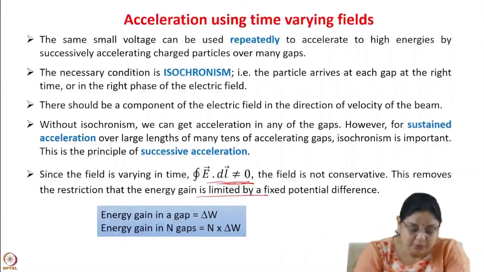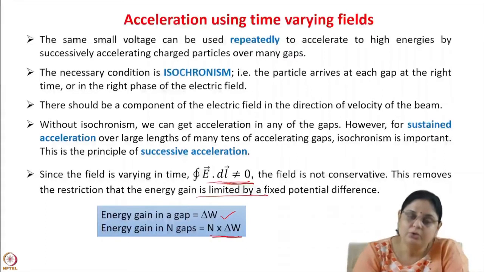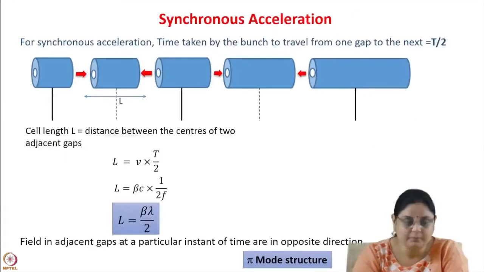Let's say the energy gain in one gap is delta W. If you have n number of gaps, then the total energy gain is n times delta W. So you can go to as high energy as you want by increasing the number of gaps. There is no limit on the maximum energy of the charged particles, unlike the DC accelerators. You use only a small voltage, but you use it several times to go to higher energies.